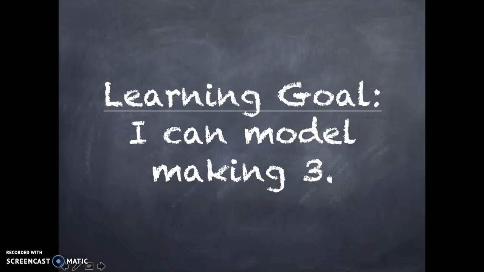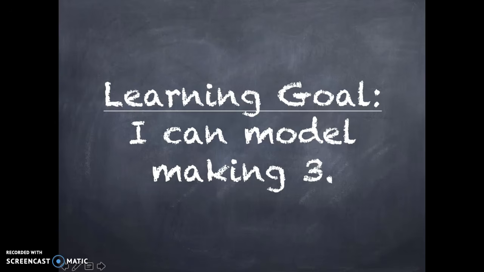Okay, so for the last few lessons, we've been finding those hidden partners as we've been counting up to numbers to 5. Today we're going to be making 3 and we're going to use items to model or show how we do that. Okay?